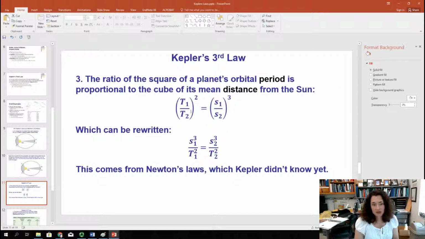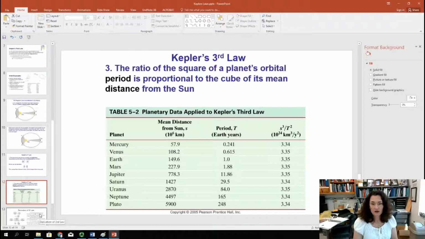So the periods squared is proportional to the ratio of the semi-major axis cubed, which is the mean distance from the Sun. You could rearrange that so that S1 cubed over T1 squared is equal to S2 cubed over T2 squared. All right? Now this comes from Newton's laws, which Kepler didn't know yet. Like I said, this ratio should be the same for all the planets. Planet 1's semi-major axis cubed divided by period squared should be the same as planet 2's. So you can see that here in this table, summarized for planetary data applied to Kepler's third law.